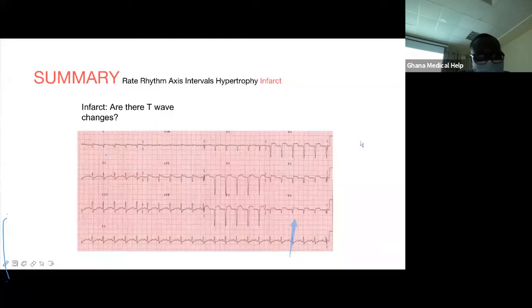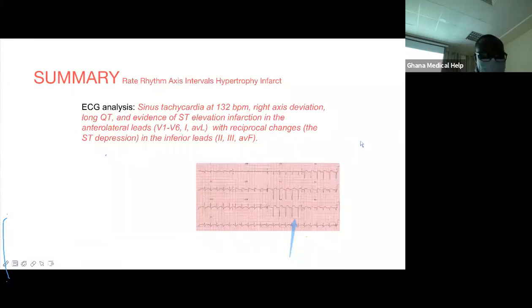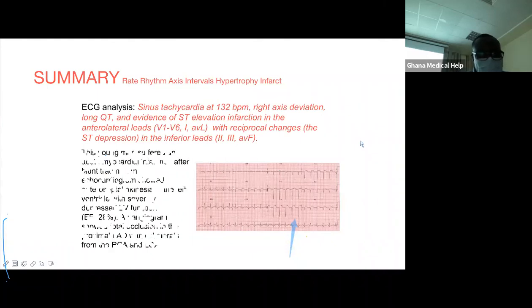Do you see any T wave abnormalities, or do you even see T waves at all? All right, so there are no T waves. I agree with you. So in the ECG that you see below, there's sinus tachycardia, like Dr. Jaola said. You have right axis deviation, long QT, and evidence of ST elevation in the anterolateral leads, with the reciprocal changes, like I said, in the inferior leads.